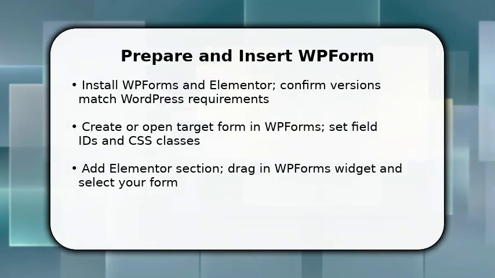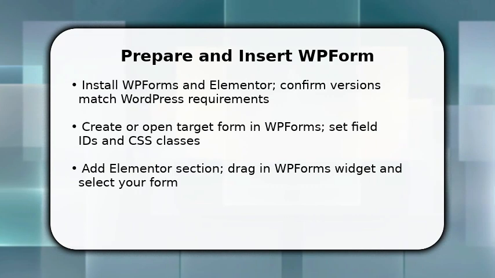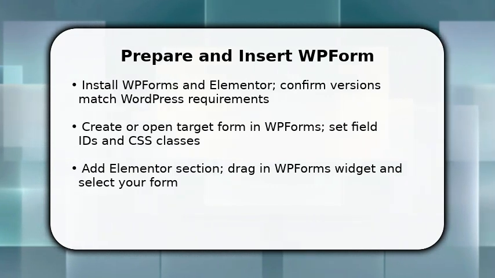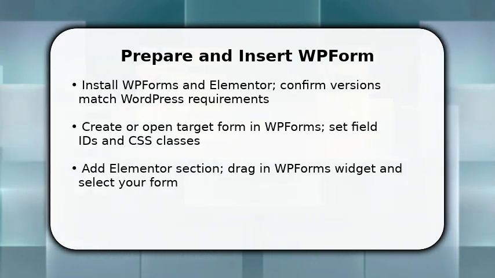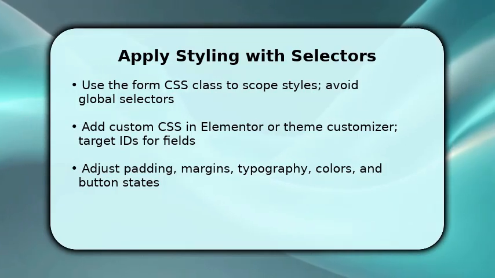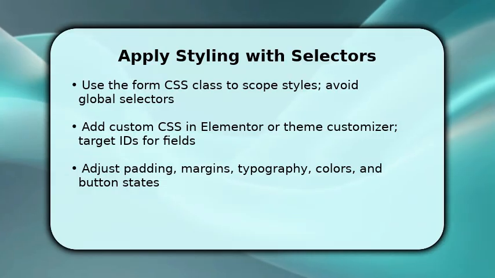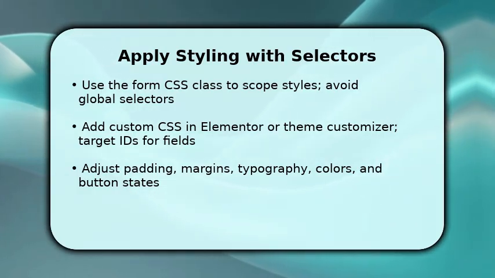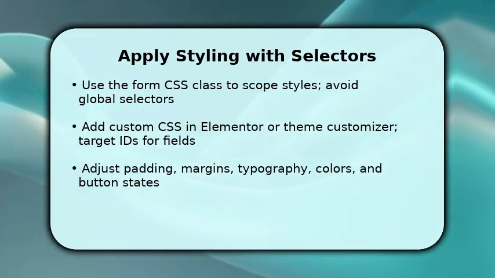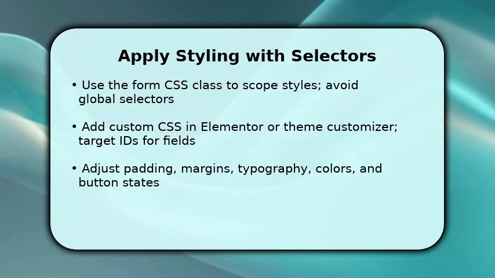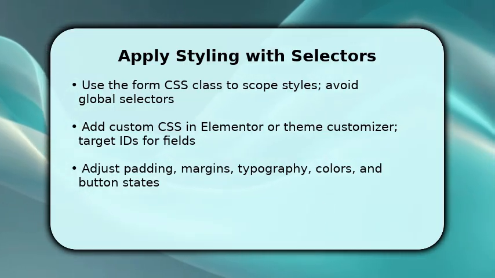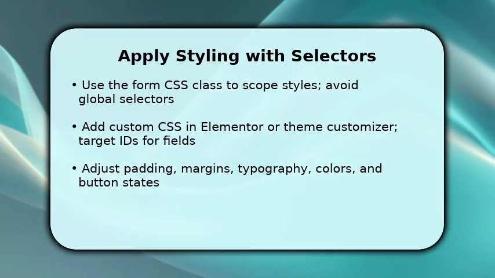Once done, make sure the widget and section layout match your desired width and alignment before moving on. Now you apply styling using targeted selectors, so changes affect only this form. Open Elementor's custom CSS panel or the theme customizer and scope rules to the form class you set. Then target individual field IDs to change input width, label spacing, and placeholder color.